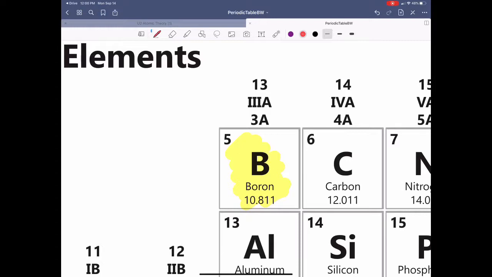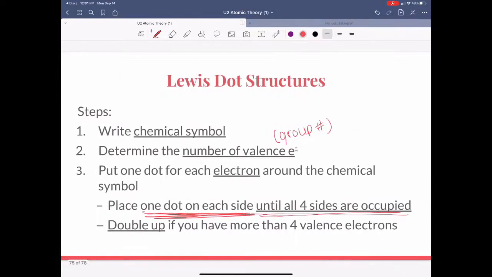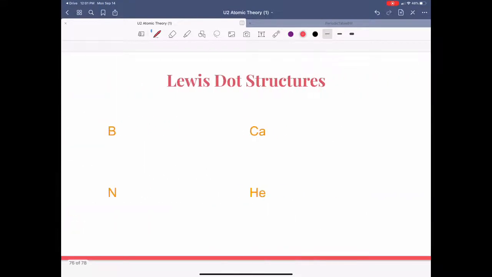Well, it's group number 13, and so I know I have 3 valence electrons. So I'm going to go back here, and step 3 says to place 1 dot on each side until all 4 sides are occupied. All right, so 1, 2, 3. I don't have any more, so all I need to place is 3. You have 4 sides, place them around until you occupy all the sides. So 3 dots, and I'm done. That's all there is to it. That's your Lewis dot structure.